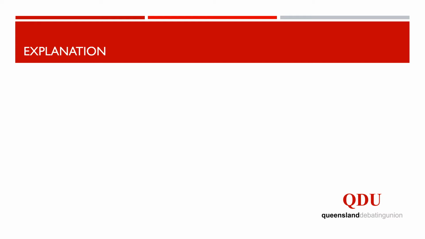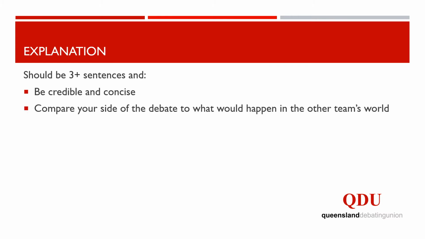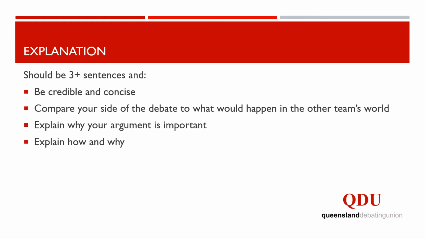The next step is to explain why your point is correct. This section of your point is the most important and longest component. When trying to explain your point, make sure that you are credible and concise, compare your side of the debate to what would happen in the other team's world, and explain why your argument is important. Also, always remember to say how and why something happens, rather than just asserting that it is true.